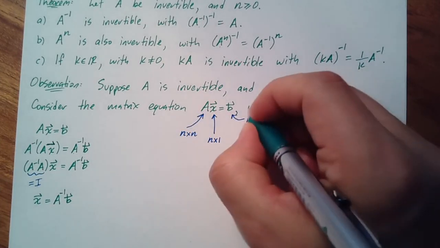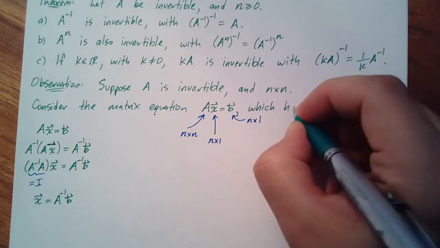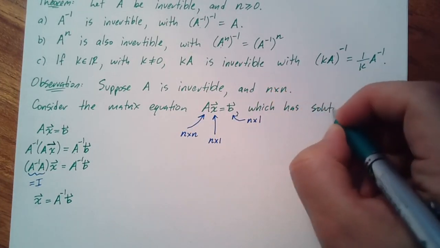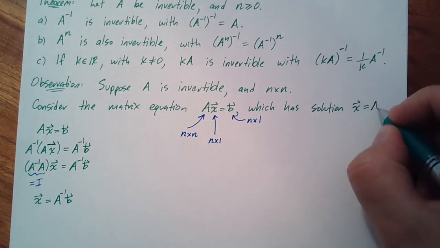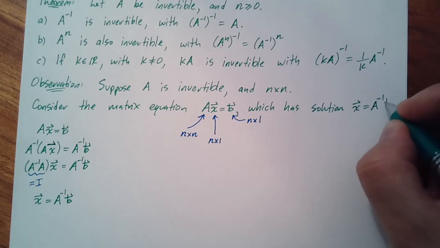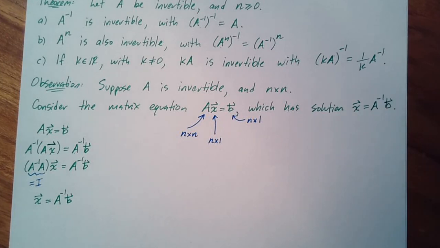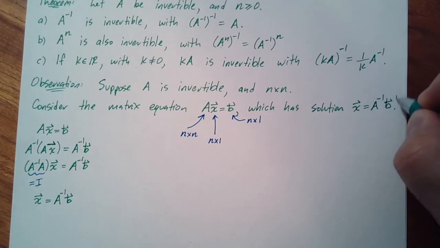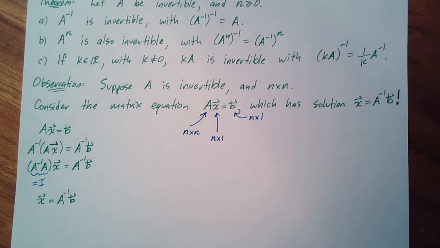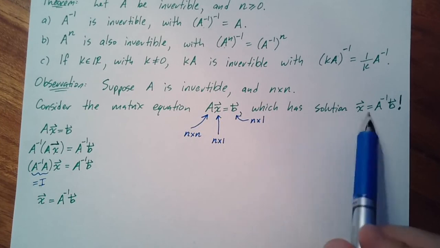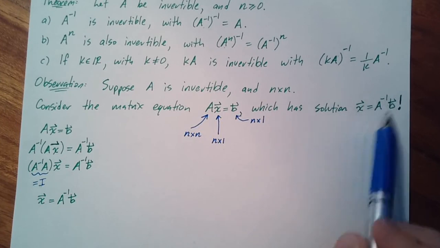So which has solution x equals A inverse B. And I'll even write an exclamation mark just to communicate the excitement there, because this is actually a big deal. Why am I calling this a solution? This is a weird way to write a solution.